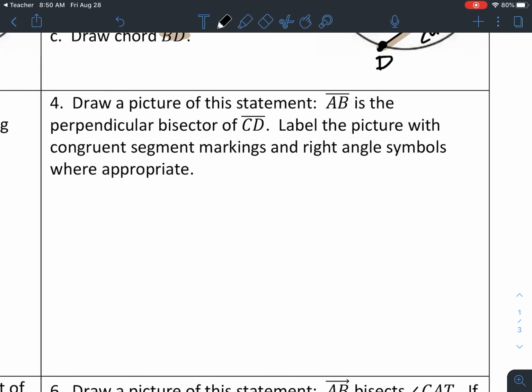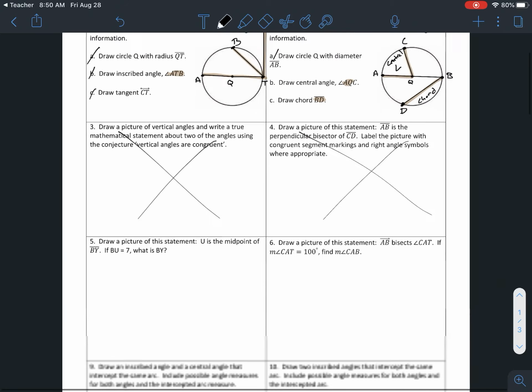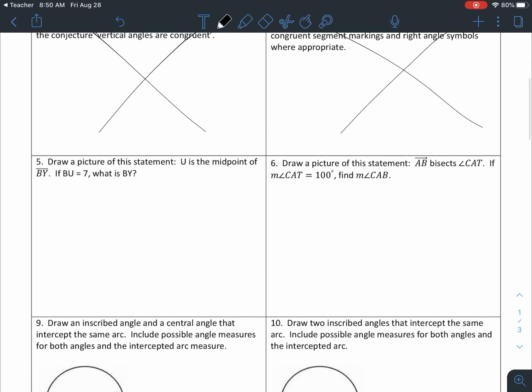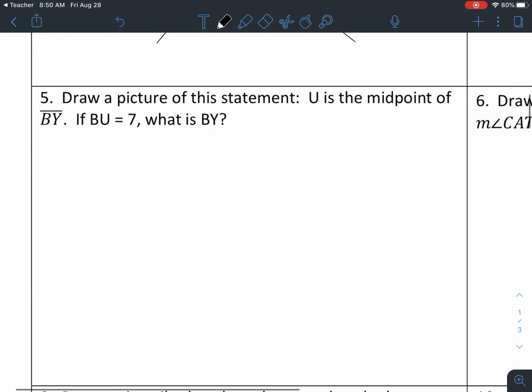I know you guys don't usually like word problems, but let's just picture this because it's asking us to draw a picture of the statement. So line AB, screw it. I'm going to skip those on test 2. I don't care for those too much. They just get a little too complicated. So now draw a picture of this statement.